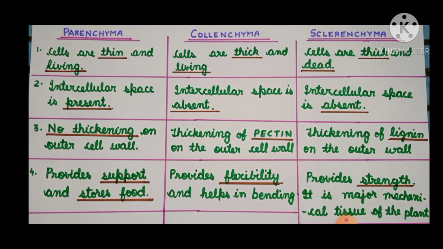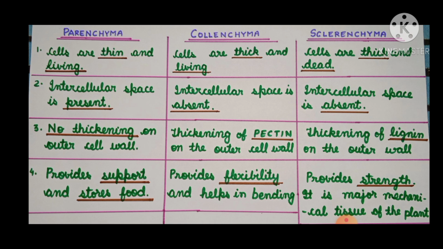Whereas in Collenchyma, the thickening is of pectin. You have to remember the name of the chemical. In Collenchyma, the thickening is of pectin in the outer cell wall. Whereas in Sclerenchyma, the thickening is of lignin on the outer wall. Now let us move to the fourth point, that is related to function. Parenchyma provides support and stores food. And earlier also I told you it is the most abundant tissue of the plant.